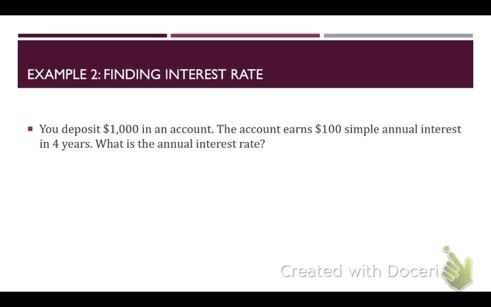Okay, so you deposit $1,000 in an account. The account earns $100 simple annual interest in 4 years. What is the annual interest rate? So it's going to give you an indication in the question what you're solving for. On a quiz or a test, I'm not going to just write in the directions, find the interest rate or find the time. You have to be able to read the problem and know what it's asking you to solve for. So look for that question at the end of the problem to tell you that. All right, so I equals PRT.